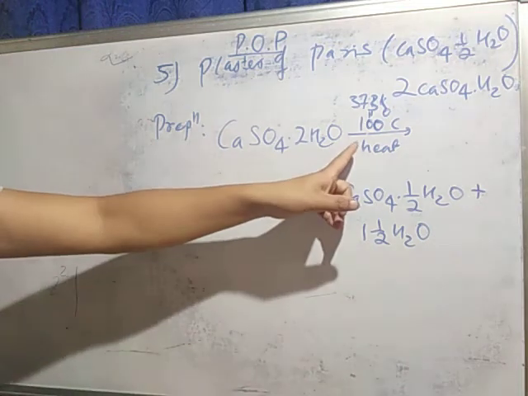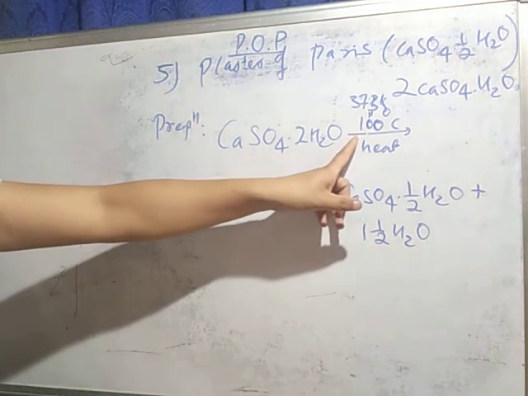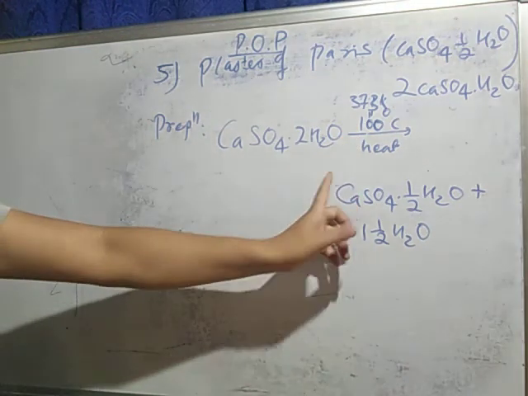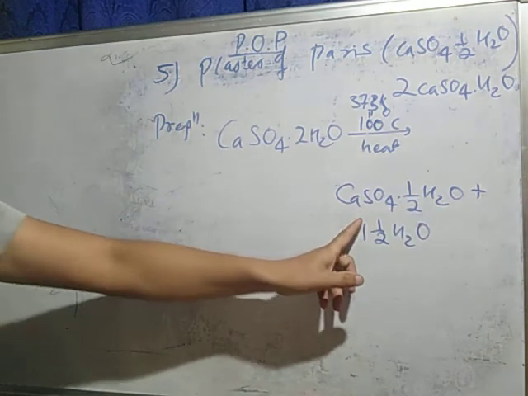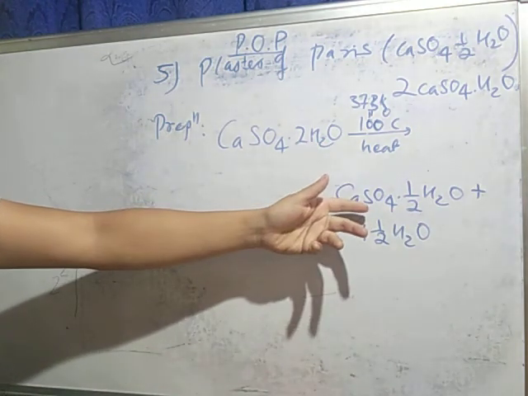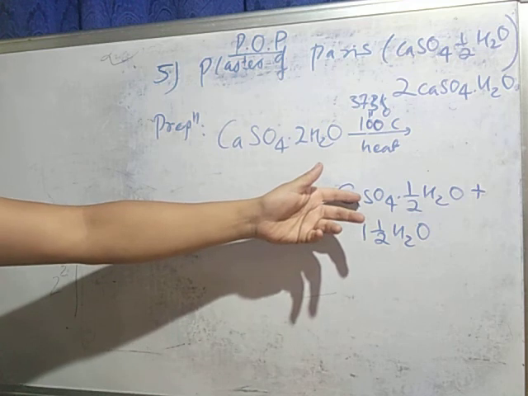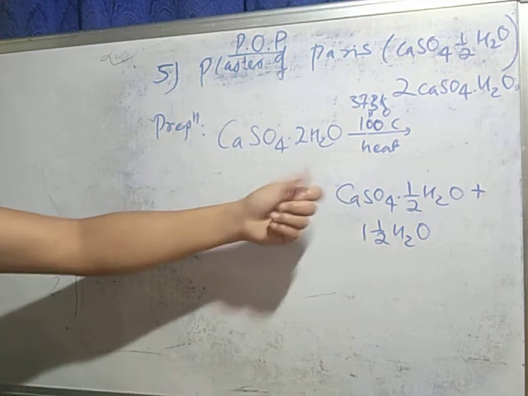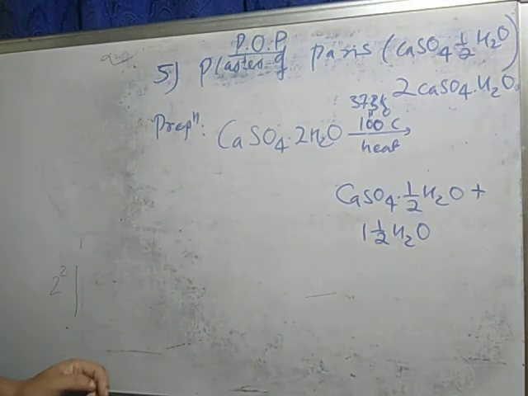If you will not keep the temperature at 100 degrees centigrade, then you will not get this one. Why? It will burn. It is called burnt plaster. Then you'll get only anhydrous calcium sulfate.